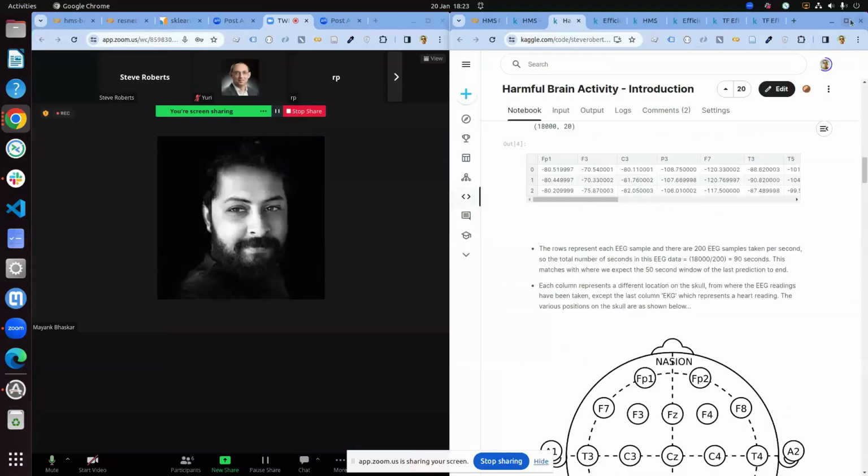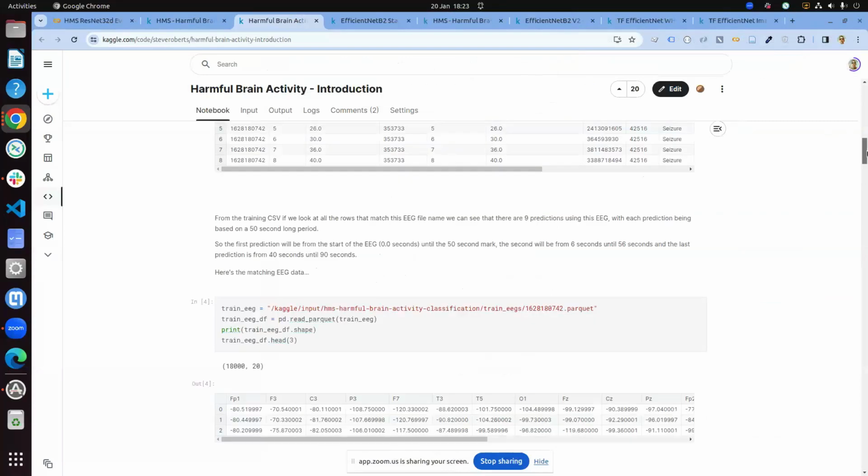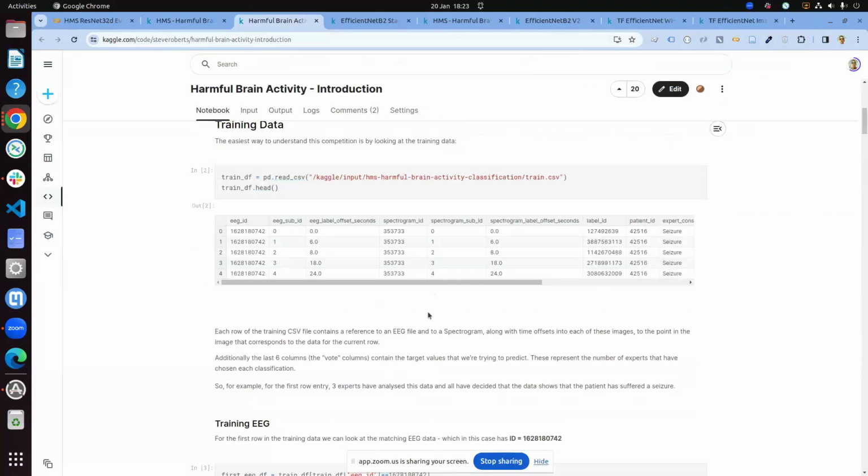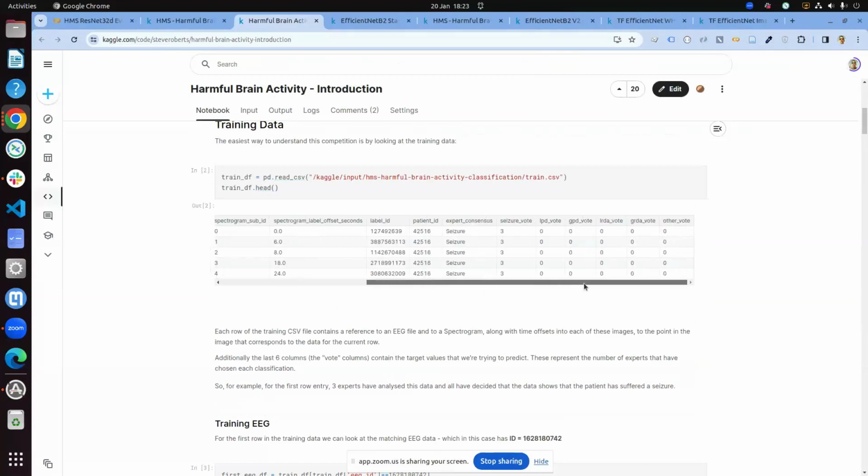Yeah, so this is the notebook I created. To start with, I was just looking at the training data you get. There are 6 different categories. In this case, you've got 3 experts trying to say which condition the person has, and all of them have voted for the person having a seizure.